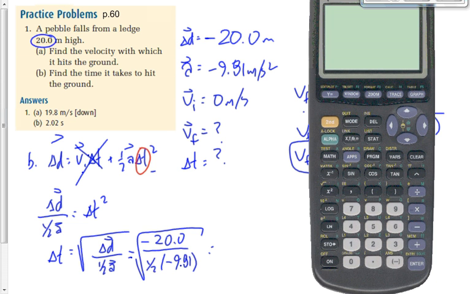I'm going to do what's inside the square root sign first. I'm not going to worry about square rooting it right away. I'm going to say negative 20 divided by, what do I want to put next? 0.5 times negative 9.81. Is that right? That's wrong. That's going to give us the wrong answer. How come? What does our calculator assume that we wanted to do when we do it this way? Yep, Miles?